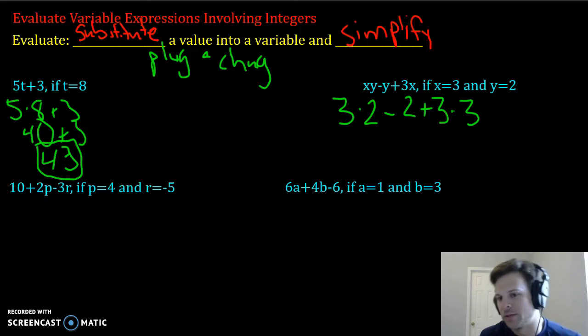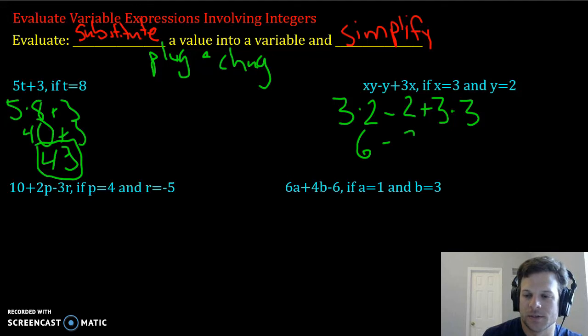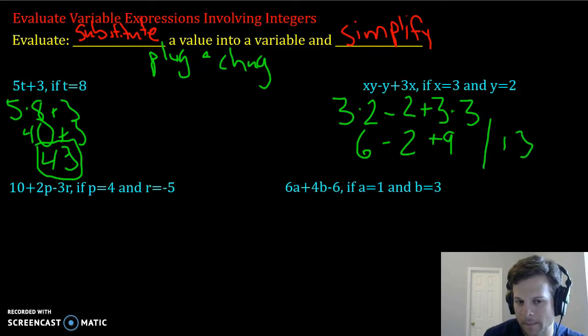We've got multiplication, subtraction, and addition. Multiply comes before addition. 3 times 2 is 6. 3 times 3 is 9. 6 minus 2 is 4. 4 plus 9 is 13.